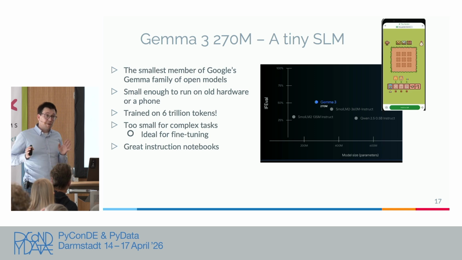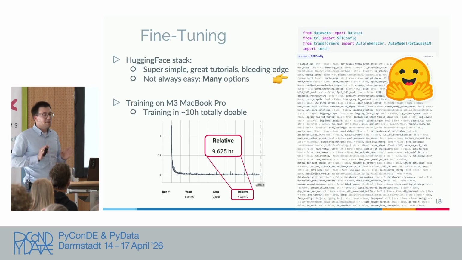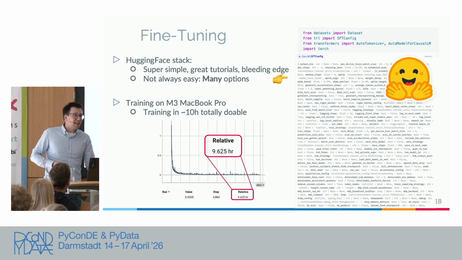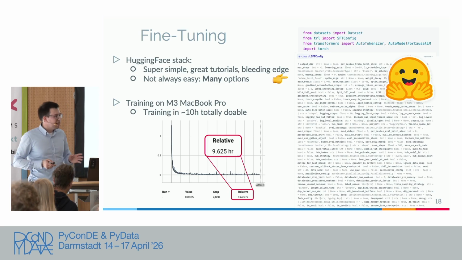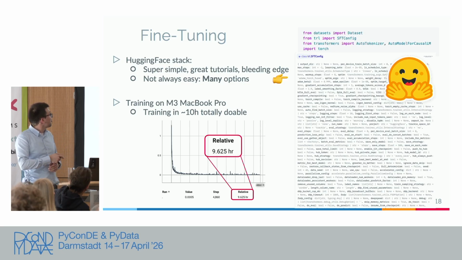And also, if you want to try out a small language model, that one's really good because it has great instruction tutorials. Google even gives you hardware to run it on. But actually, it turns out you don't even need that. You can just use your computer. I fine-tuned the model for this on the 100,000 pairs easily on this MacBook M3 Pro. It's like 10 hours of training.